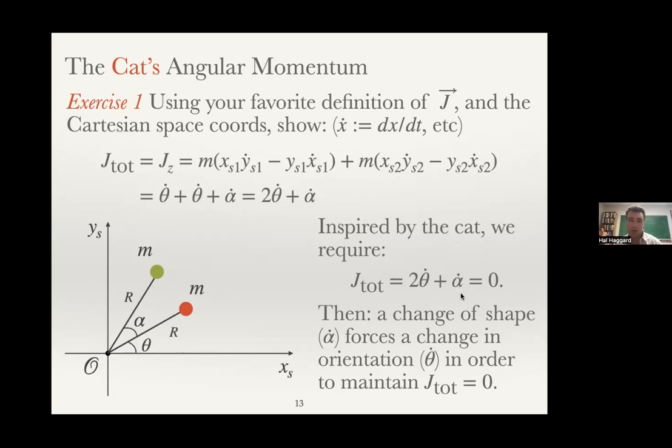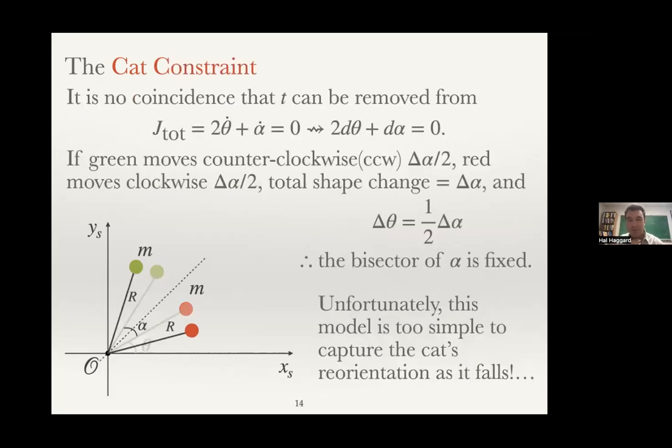Anytime you change the shape, well, that would change the angular momentum unless the orientation changed in exactly the right way to compensate the change in shape. So we start to see a glimpse of a theoretical explanation for the cat maneuver. The idea is the cat is internally changing its shape, and by doing those internal changes of shape, it's actually changing how it's oriented in space. Unfortunately, my simplified model of a cat is too simple, and we'll see why in just a second.